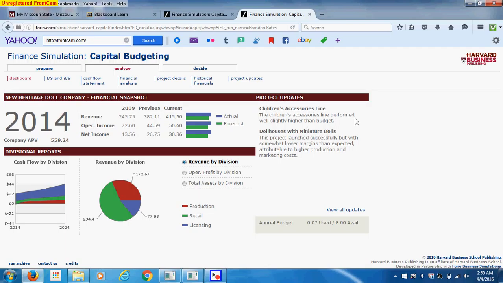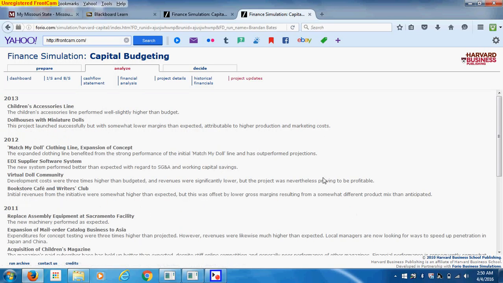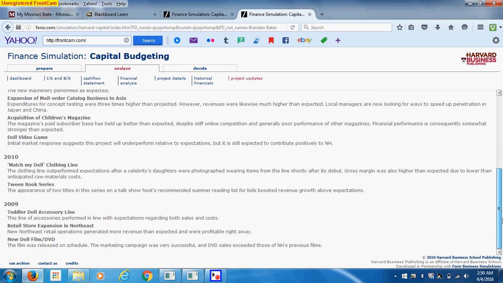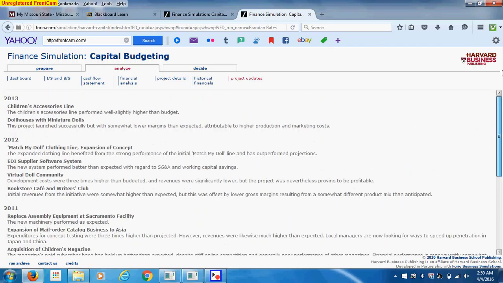These are the project updates I chose. So let's take a look at those. There is a reason I chose each one more based on what they were than the actual NPV, IRR, etc., the financial numbers.